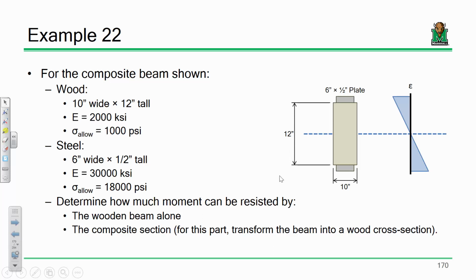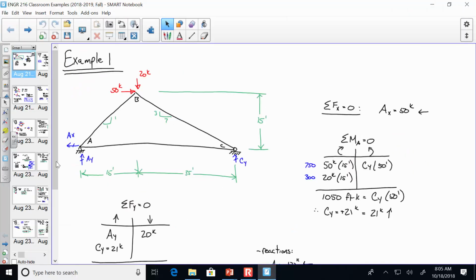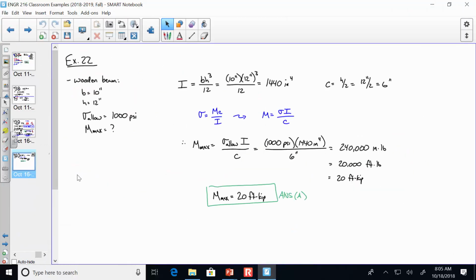Now, when we did the problem in class, we started the problem last time, and we didn't quite finish it, but what we did last time is we said, let's look at just the wooden beam by itself. And so if you look at the wooden beam by itself, you have a beam that's 10 inches wide, 12 inches tall. It has an allowable bending stress, or allowable normal stress of 1,000 psi. What's its maximum moment? Well, if you know the moment of inertia, bh cubed over 12, and you know your bending stress formula, sigma equals Mc over I, rearranged to solve for M, you know that c is half your height, plug and chug, and you get a maximum moment of 20 foot kips.